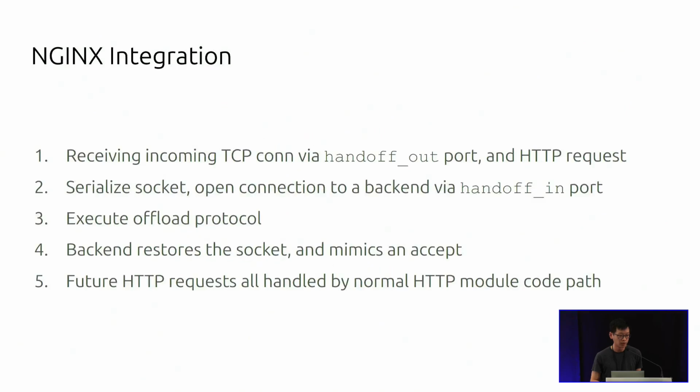So firstly, TCP connections will be coming in on the port from handoff out, like port 80, and it sends the HTTP request. Once the module parses the HTTP request, it serializes the connection, removes it from the Nginx epoll loop, and opens a connection to the backend via the handoff port, and then executes the offload protocol. After the backend restores the socket, it runs the relevant Nginx code to mimic a socket accept and attaches any relevant callback functions and data structures. So all future HTTP requests will be handled through the normal HTTP module code path from this point onwards, unless it decides to terminate the offload.